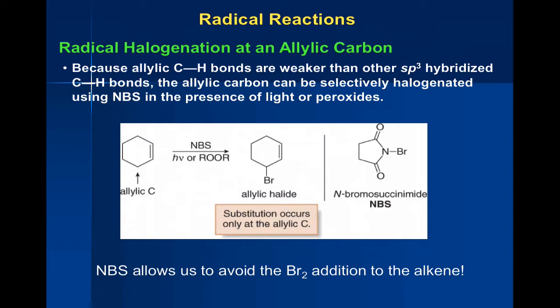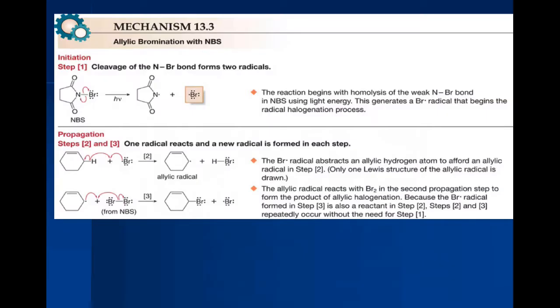NBS does this very, very well, okay? And so it allows us to do the chemistry. It keeps the bromine concentration almost, for all practical purposes, at zero, okay? And it does generate some bromine in the process, and we'll see how that happens, okay? And so if you really want to avoid addition across the alkene, you need to use something like NBS, okay? Now here's the mechanism. The first thing that happens is the nitrogen-bromine bond in NBS is actually fairly weak.